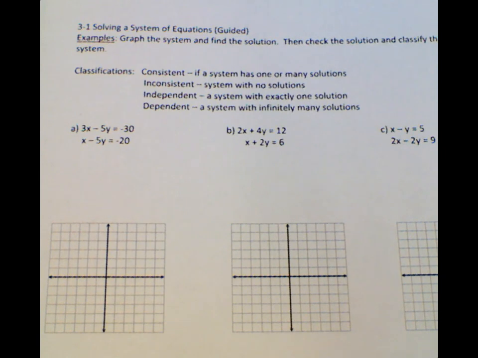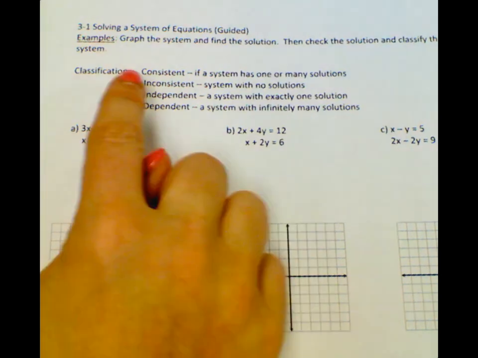Okay, so let's start up with the top. It just says graph the system, find the solutions, then check the solution and classify the system. So basically what we're going to do, guys, is we're going to graph the two equations, and then where they meet is the solution. But you can classify each solution also. So let's look at the classifications, which are right here at the top of your paper.